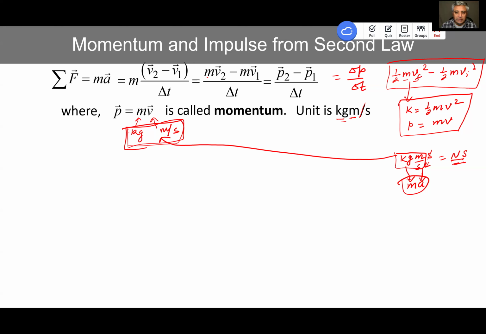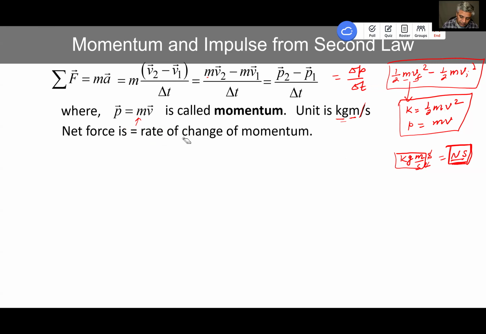So the unit of momentum can be written as a product of these two, kilogram meter over second, or Newton times second. Later, once we write the momentum and impulse relationship, this becomes even more explicit. So net force is the rate of change of momentum. That is Newton's second law.